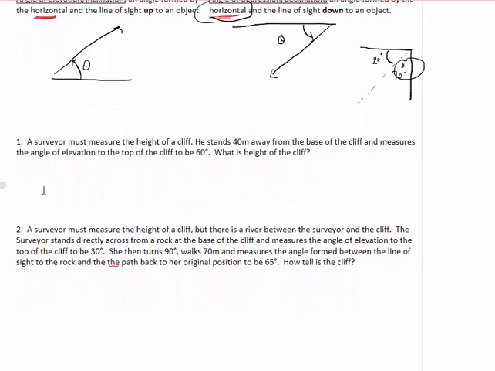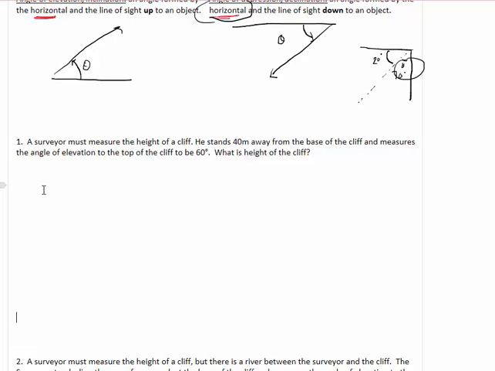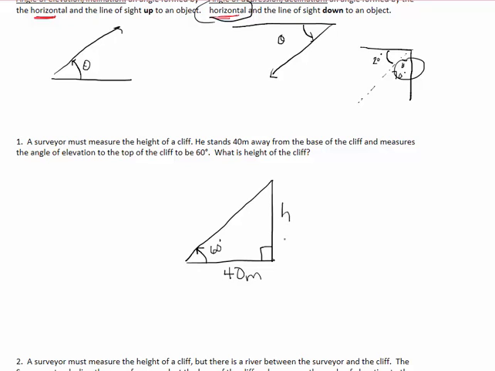So let's look at question number 1. A surveyor must measure the height of a cliff. He stands 40 meters away from the base of the cliff. So we'll start to draw a cliff, and he's 40 meters away from the base of it. Now we're going to put a vertical line down here at 90 degrees, so that there would be 40 meters. And the angle of elevation to the top of the cliff, so someone standing here looking up, our angle of elevation opens up, and that would be 60 degrees. So that's how we can find our height here. That's one of our straightforward diagrams that doesn't need 3 dimensions.